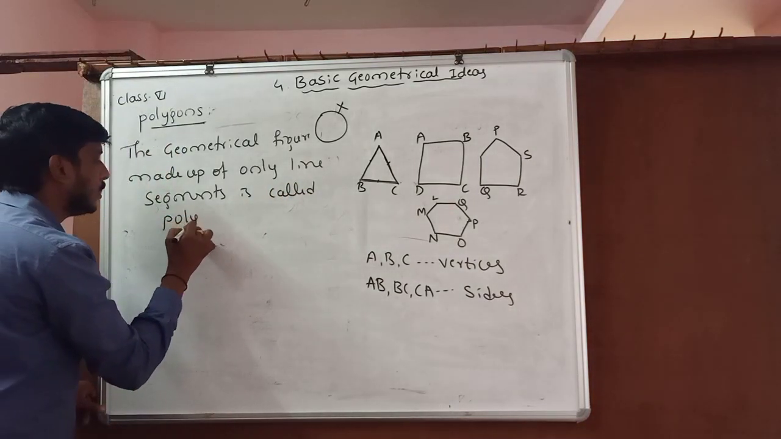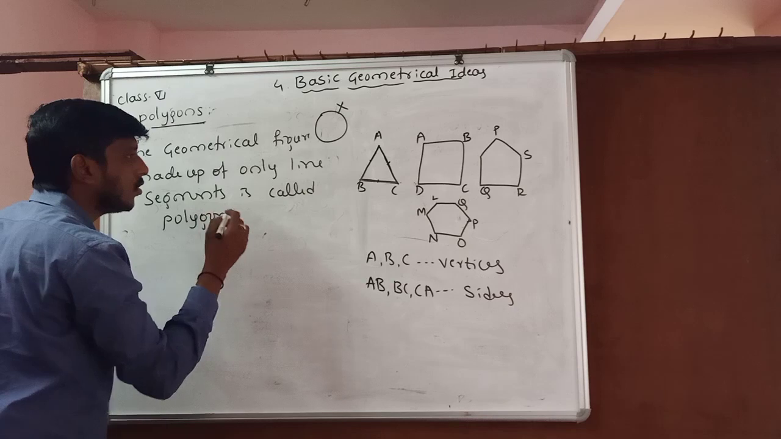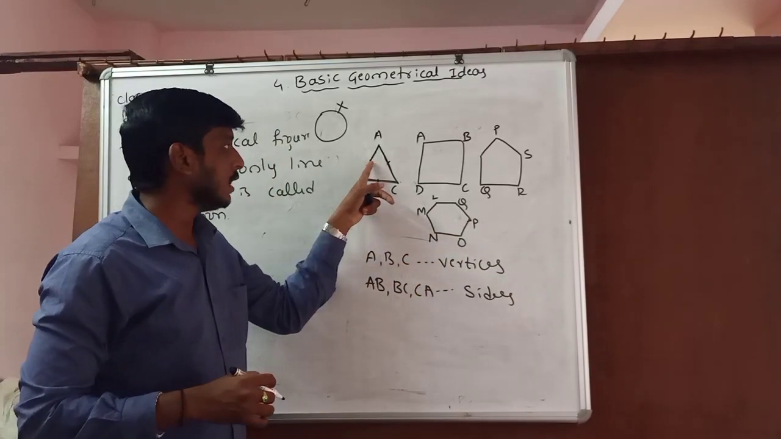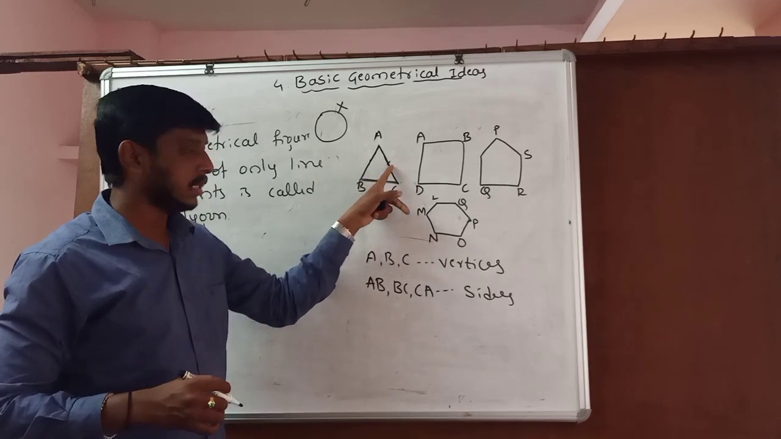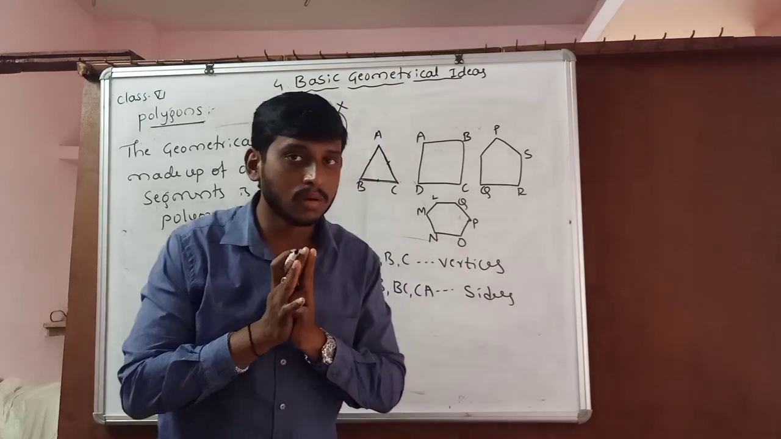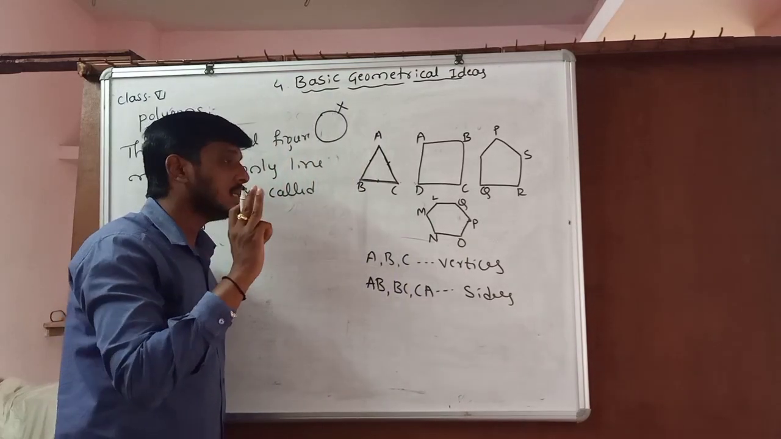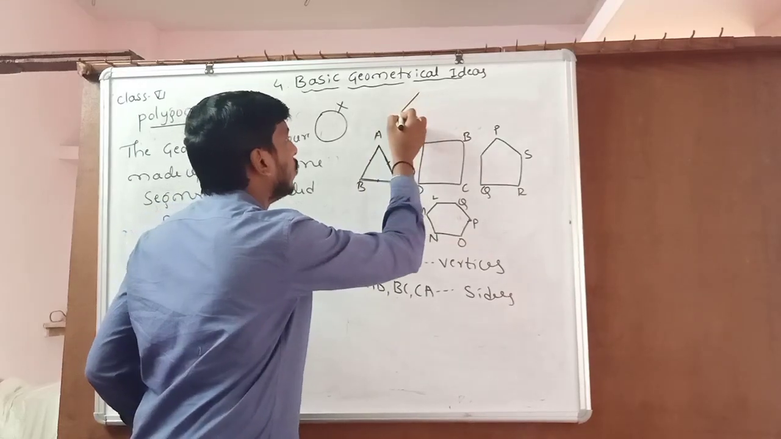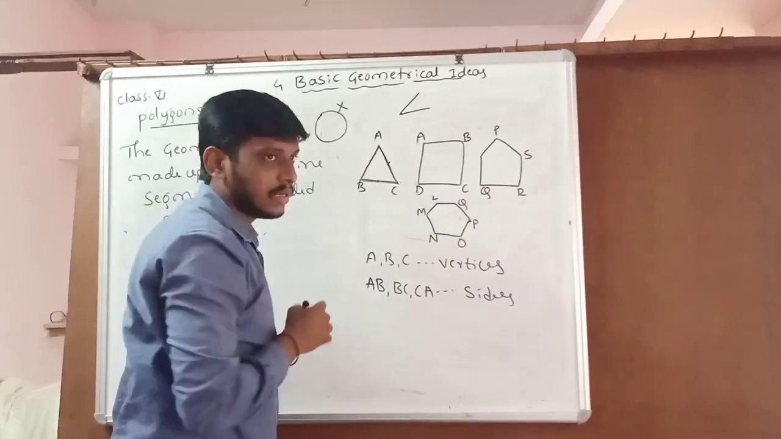So what are the examples of polygon? These are all examples of polygon. See how many line segments are there? 1, 2, 3. And if you want to draw any polygon, you need at least 3 line segments. So that's why here it is not a polygon. Why? Because it is open.